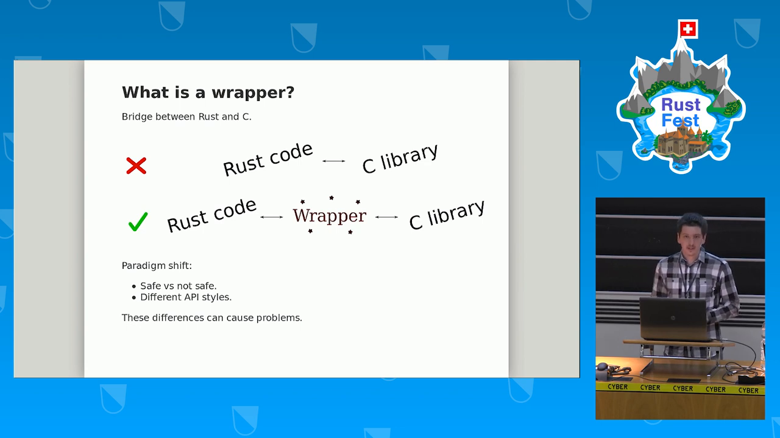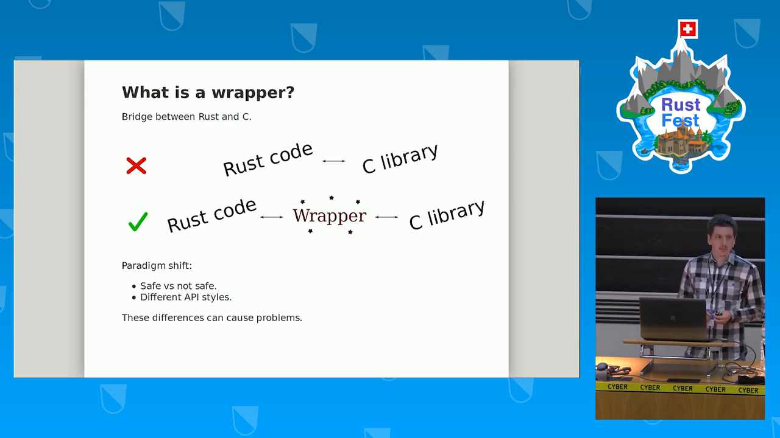But before getting started, let's define what a wrapper is. So the idea is that a wrapper is simply a regular Rust library that acts as a bridge between Rust and C, which are two different worlds. Rust is safe and C is unsafe. Rust and C have different kinds of APIs. And a wrapper is here to make the bridge between the two.